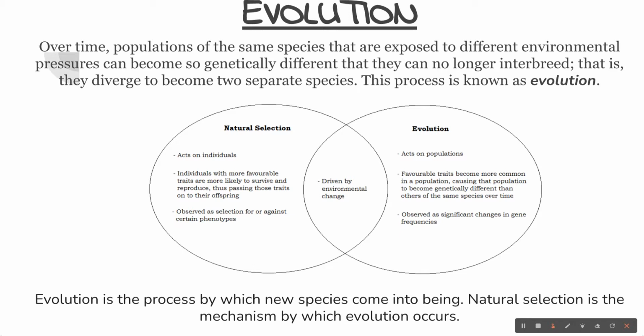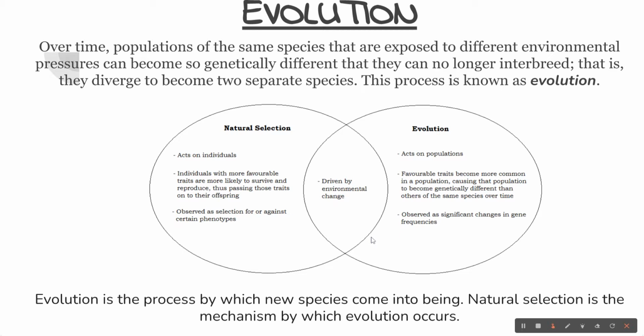So natural selection acts on individuals. Individuals with more favorable traits are more likely to survive and reproduce. Observed as selection for or against certain phenotypes. A phenotype is a physical characteristic. Okay. Evolution then acts on populations. Favorable traits become more common in a population, causing that population to become genetically different from others of the same species over time. So it's also observed as significant changes in gene frequencies. But then in the middle, this is a Venn diagram, and this is one side, that's the other. In the middle is both.